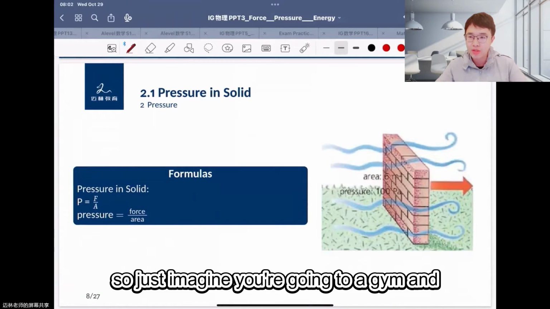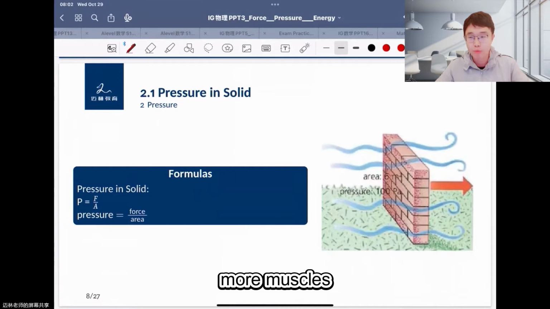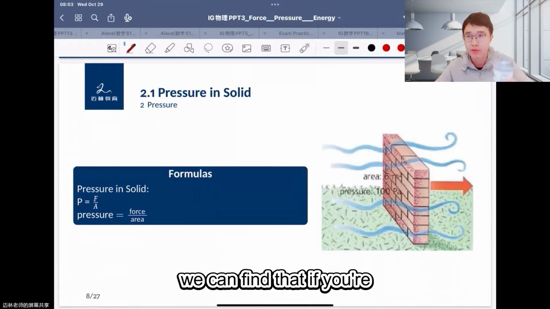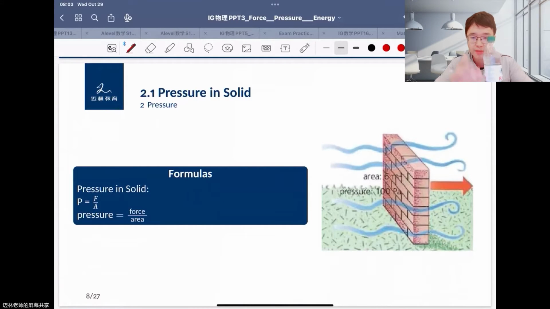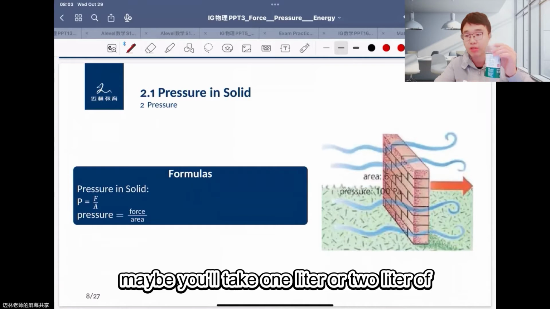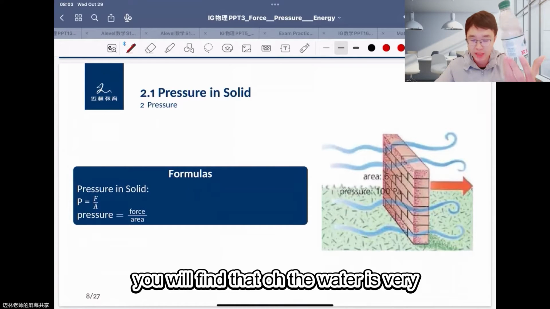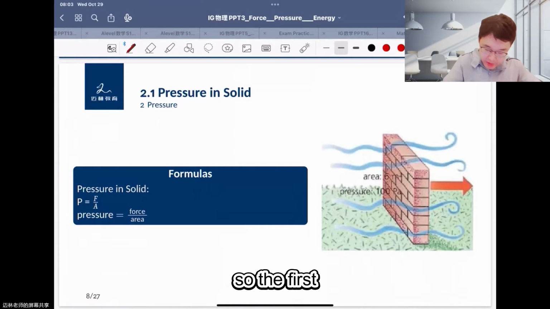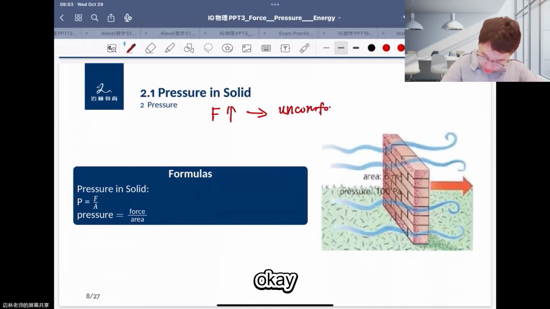Just imagine you're going to a gym and you want to exercise and build more muscles. If you're taking a bottle of water with you, if you exercise for a long time, you need a lot of water, right? So for the supplement, maybe you'll take a 1 liter or 2 liter bottle. Just put a little water on your hand. Maybe you will find that the water is very heavy and it makes your hand very uncomfortable, right? So the first statement is that when force increases, it will make your hand feel uncomfortable.